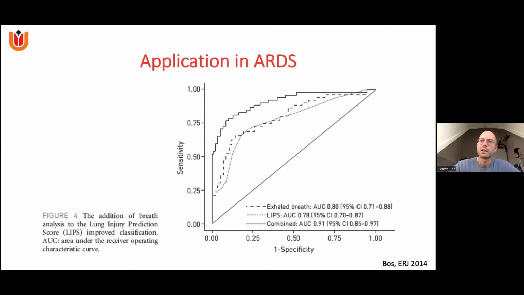And more importantly, we could combine the exhaled breath information with the lung injury prediction score. This is a clinical classifier that helps you to determine the a priori risk of a patient for ARDS. And they both contained information that, when added together, gave an area under the curve of 0.91. So we were quite pleased with this result, as it was around 10% better than most of the plasma tests that we had been evaluating in that same study. And we carried it forward for a validation study.